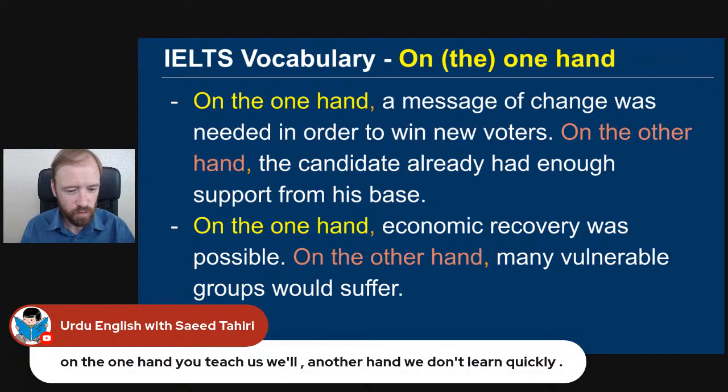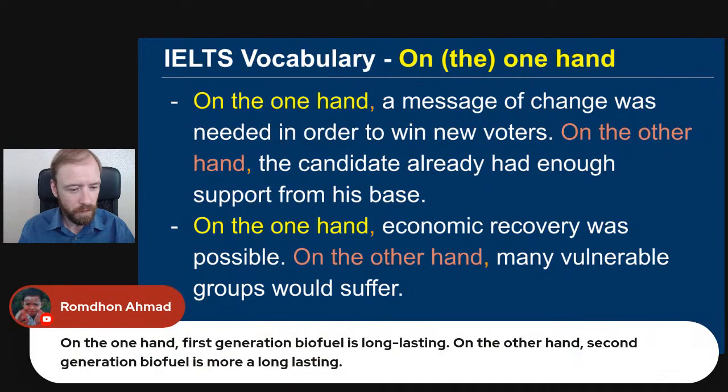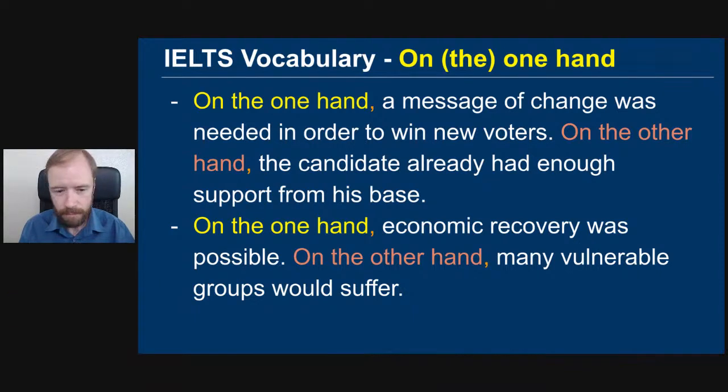On the one hand, you teach us well. You got to say well. On another hand, the expression is not another hand. On the other hand, we don't learn quickly. On the one hand, first generation biofuel is long lasting. On the other hand, second generation biofuel is more, you don't need the long lasting. Okay, that's good. It's good that you guys are trying out some sentences here. That's how we learn.